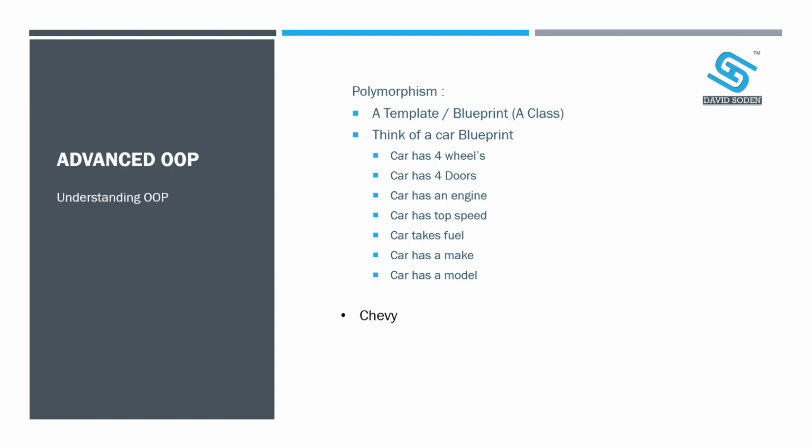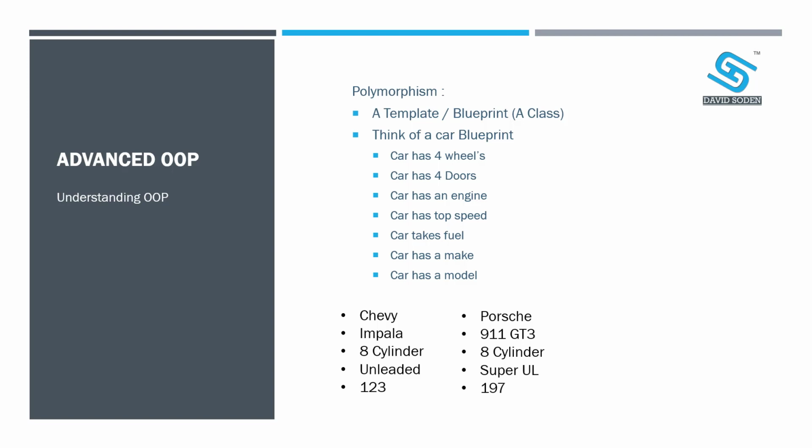Okay, so here we have a Chevy Impala that's an 8-cylinder motor. It takes unleaded gasoline and it goes 123 miles per hour. Okay, let's make another car from this template. Well, let's make a Porsche. Let's make it a 911 GT3, right? Yeah, those are really cool and sexy, right? 8-cylinder engine there, but we're going to throw some high-test gasoline in this bad boy, and we're going to whip this thing down the street at 197 miles an hour and pray we don't get a speeding ticket.